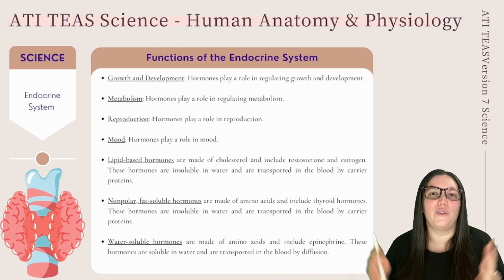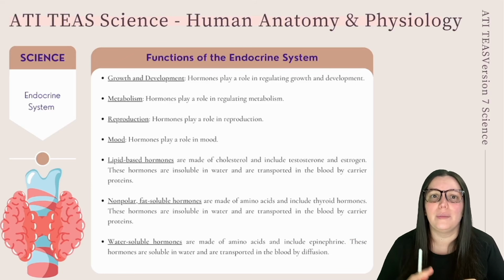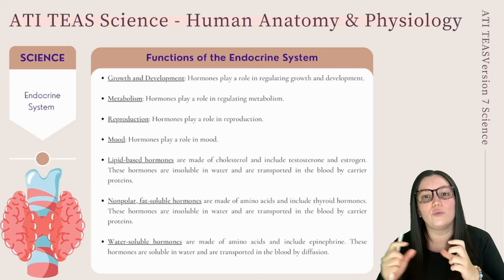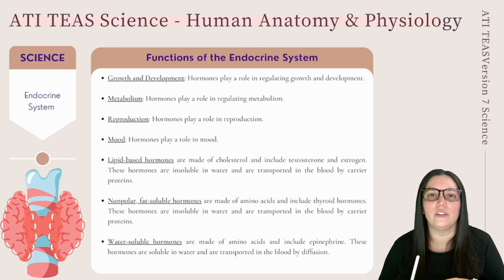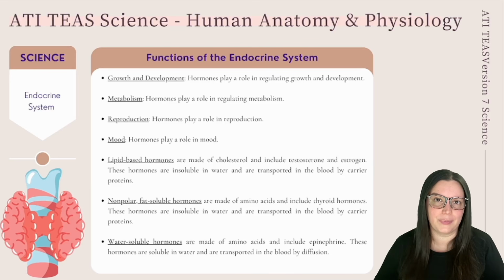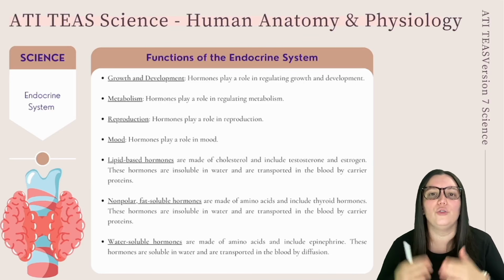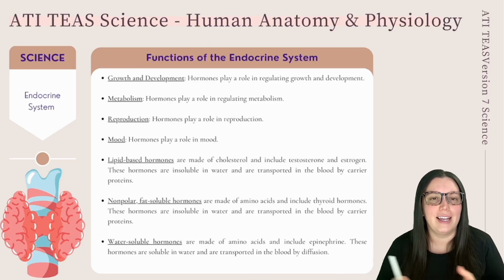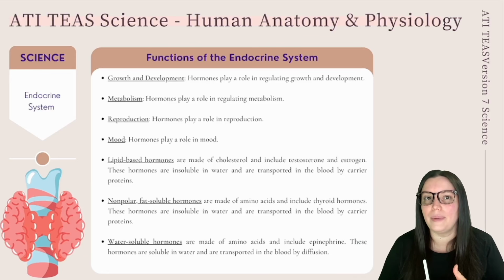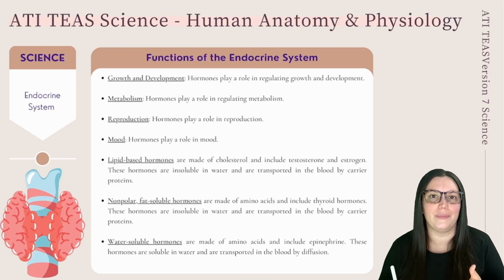So let's look at the functions of the endocrine system. We talked about a lot of them before with our growth and development, metabolism, reproduction, as well as mood. With growth and development, growth hormone helps stimulate cell division as well as bone growth. With our metabolism, insulin, for example, helps regulate blood sugar levels. In our reproduction system, estrogen and progesterone help to regulate the menstrual cycle. And then lastly, with our mood, norepinephrine and epinephrine help regulate that fight or flight response that we feel.